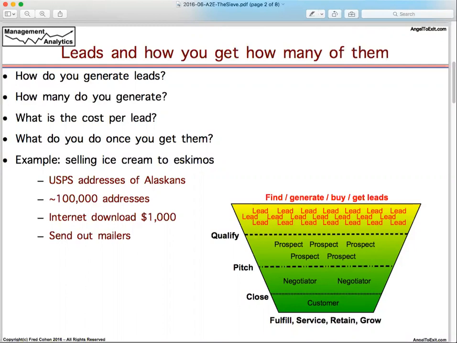So an example is we're going to generate leads by U.S. Postal Service addresses of Alaskans, which we're going to purchase. There's something like 100,000 addresses we're going to purchase. It's going to cost $1,000, and we're going to download it from the internet, and we're going to send out mailers to start the process. So that's our lead generation. That's how we find, buy, generate, and get leads.